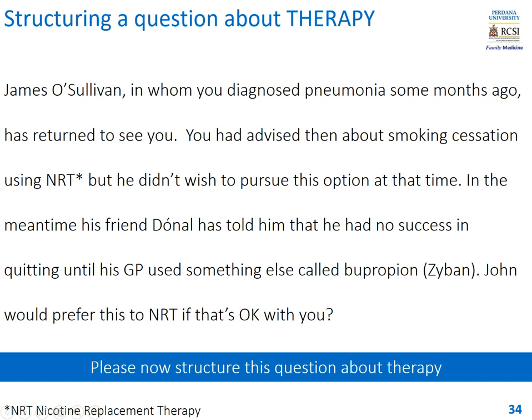So James O'Sullivan has not come back to see you to say that, yes, he wants to engage with smoking cessation, but could he have this instead of the NRT? You're not sure if this is as good as, or better than, or inferior to nicotine replacement therapy, so you want to structure a PICo question to find out.